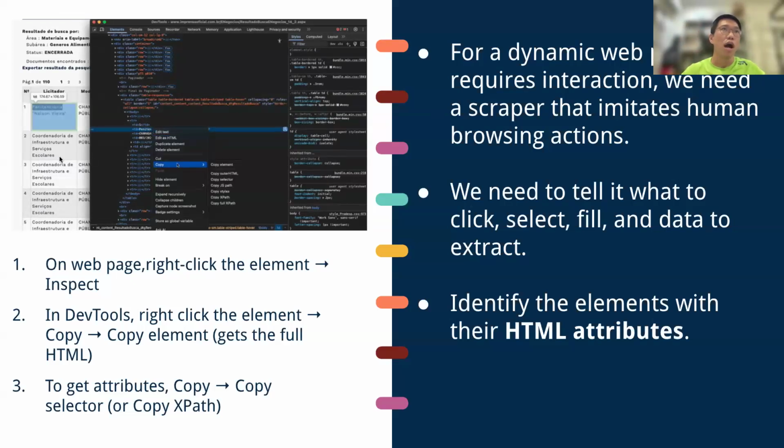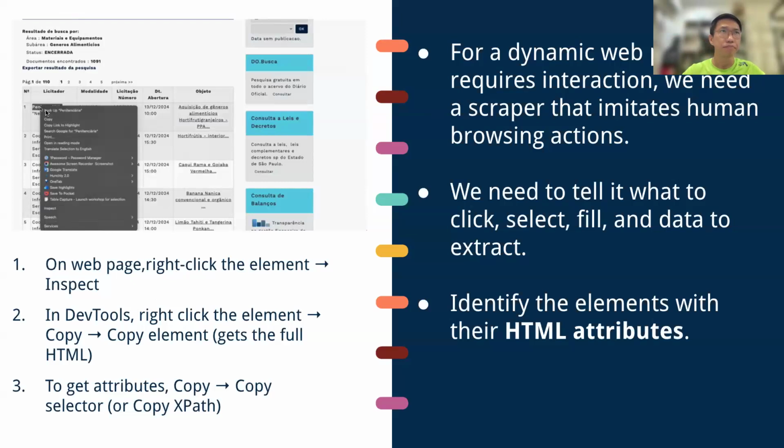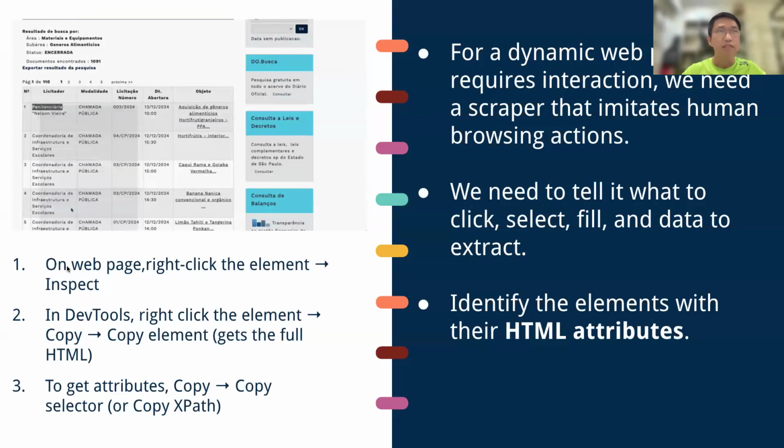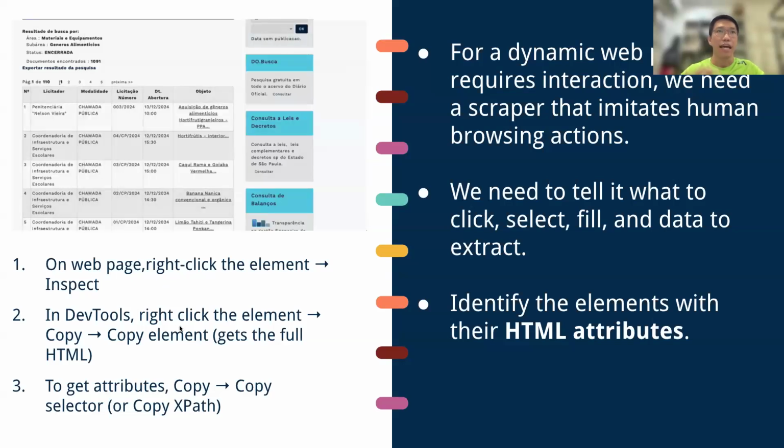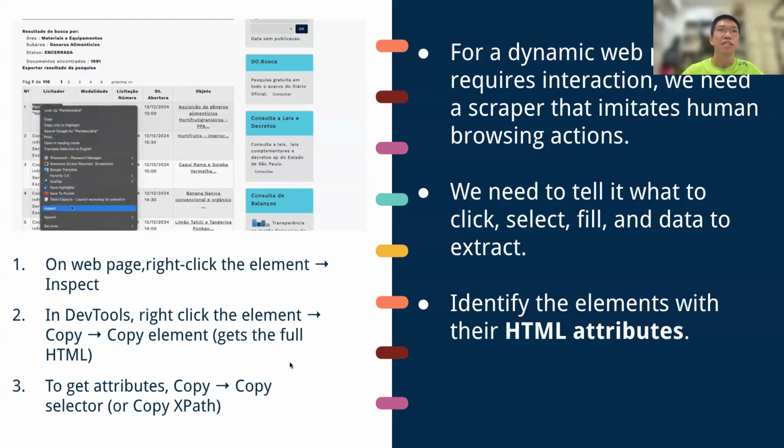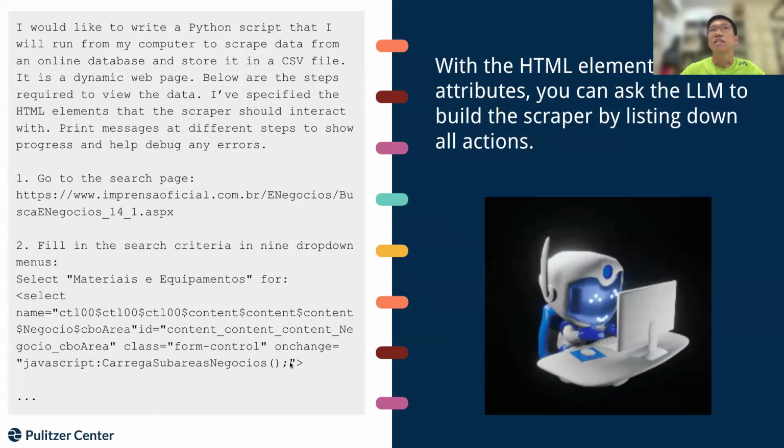So on the left is how you're able to right click on the web page to inspect the element and to find the attributes of the element. You right click, you click inspect, find the element, right click on the element and click on copy, and copy element or copy selector or copy XPath. You'll be able to get the attributes of the elements. Once you have done that, you can now tell the LLM, I need you to develop a web scraper for me that can do this series of actions.